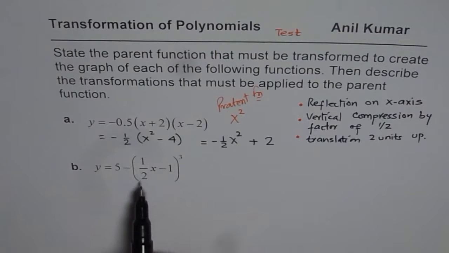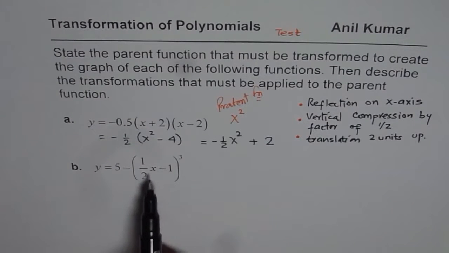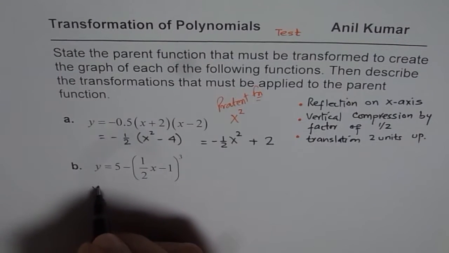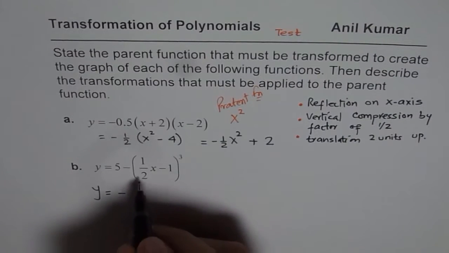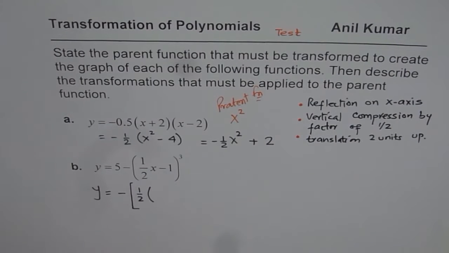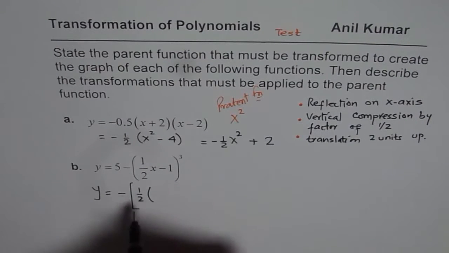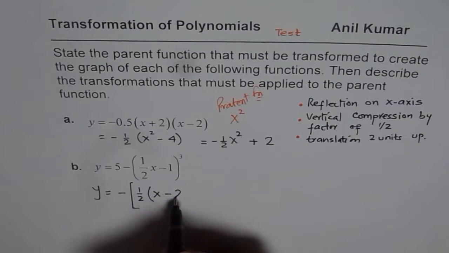Now in the second function we are given y equals 5 minus, within brackets, half of x minus 1, whole cube. Here also it helps to rewrite. Let me show you how. y equals, let's write down this term first, which is minus, and when we write this, I'll factor out half. It is important, otherwise you get the horizontal translation incorrect. So when you factor out half, you get x, and within the bracket you get minus 2 times 1 divided by half, and this is whole cube. Then we have plus 5.